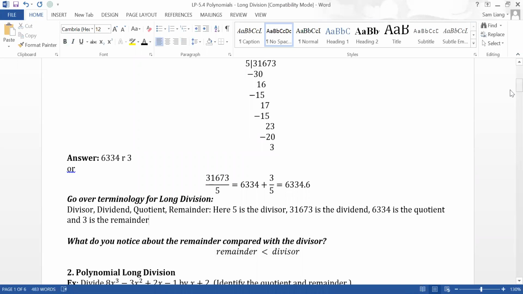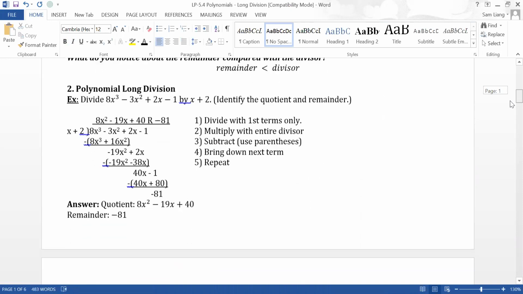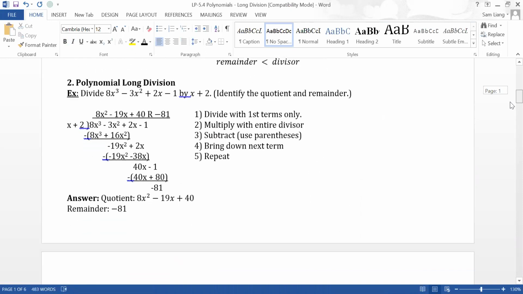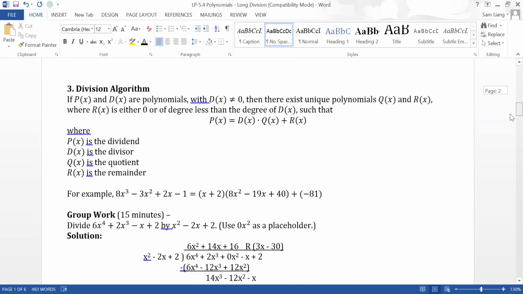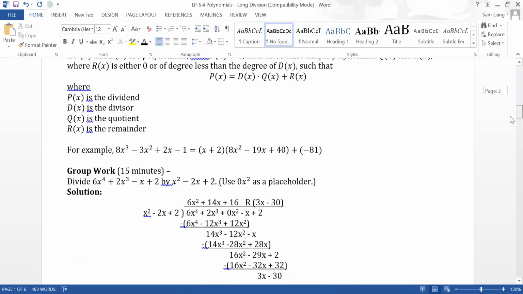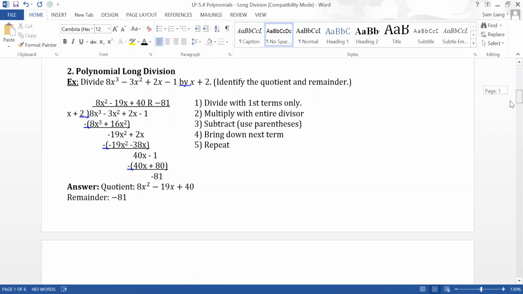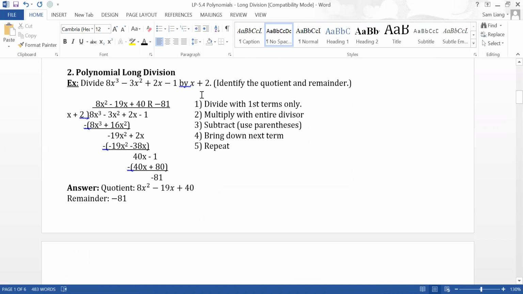Okay. All right. But yeah, with that being said, let me move on to polynomial long division. Just a quick overview of the rest of the lesson. Here's just a problem with that, and then we're going to talk about the division algorithm, and then if we have time, we'll go to this group work question. Okay. All right. So polynomial long division, you're going to see it's the same procedure.